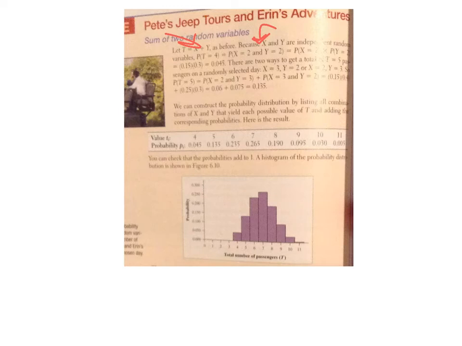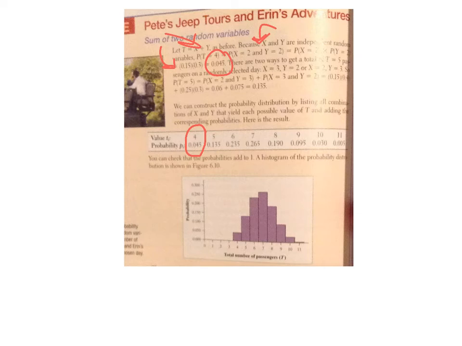Going back to our previous probability distributions, Pete's probability of having 2 passengers is 0.15. Erin's probability of having 2 passengers is 0.3. When I multiply those two probabilities together, I get 0.045. So my probability that T equals 4 is 0.045.